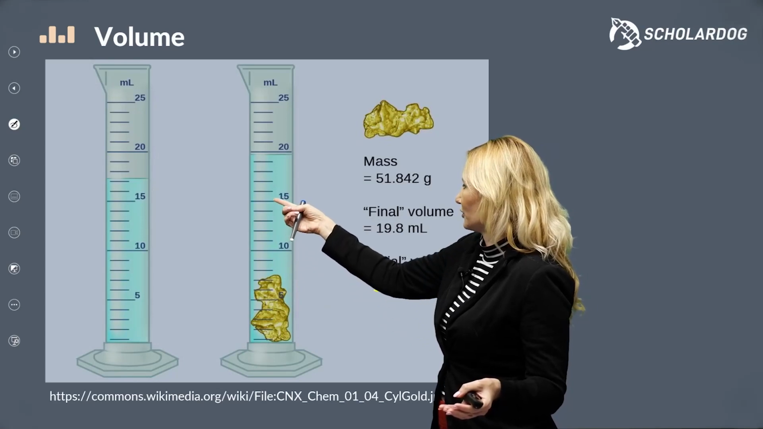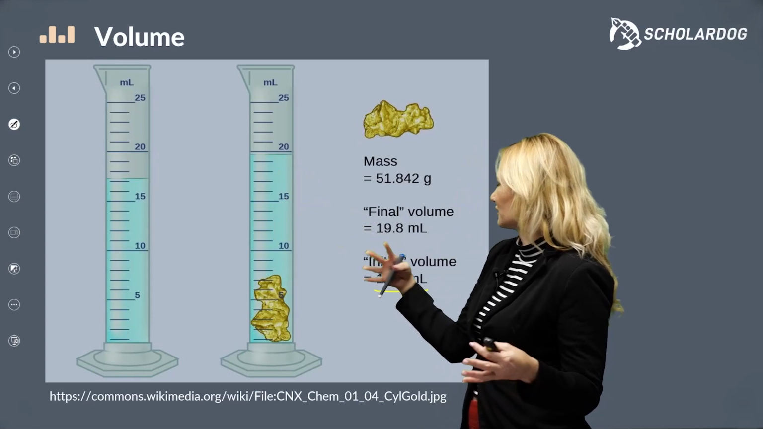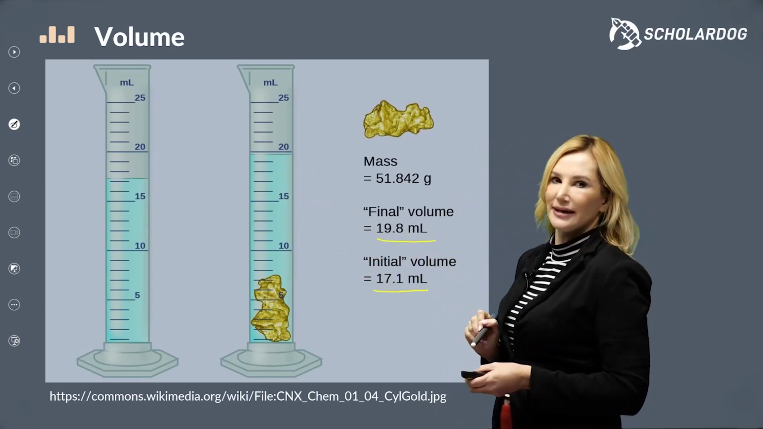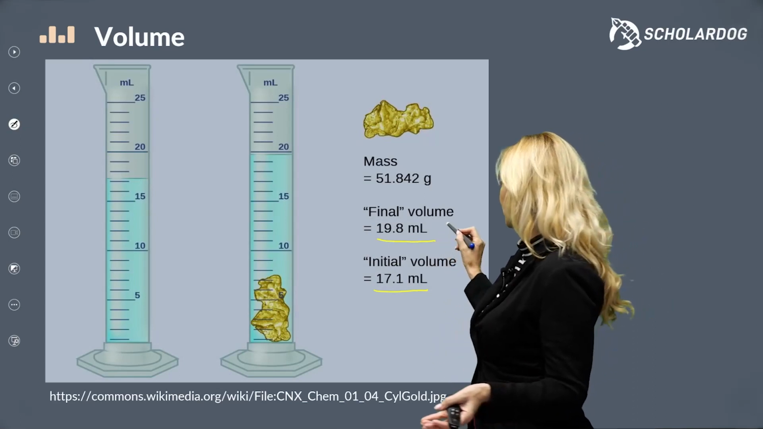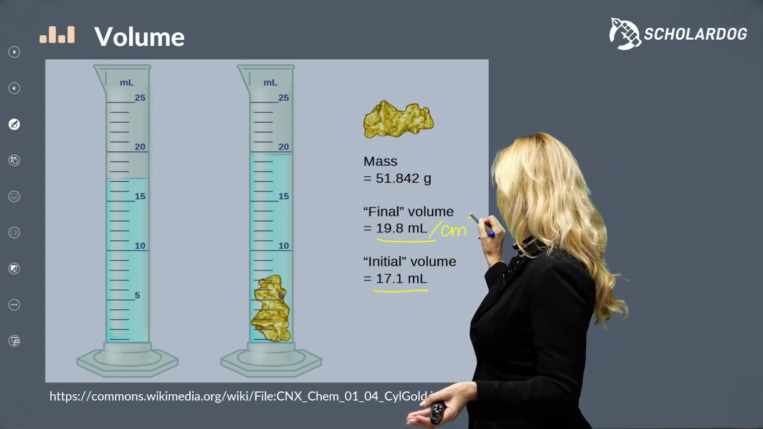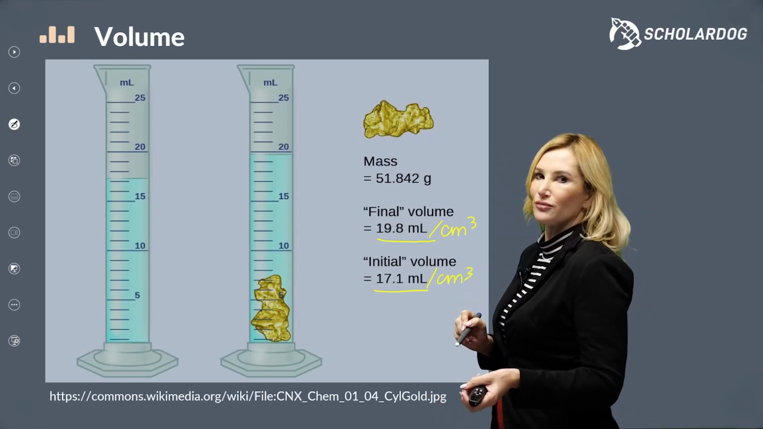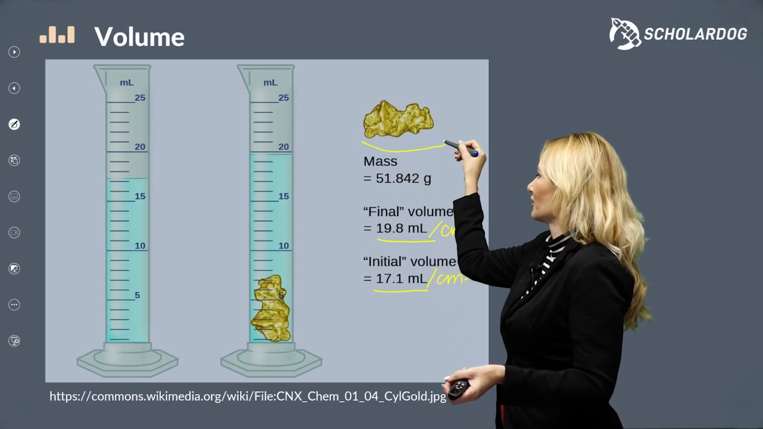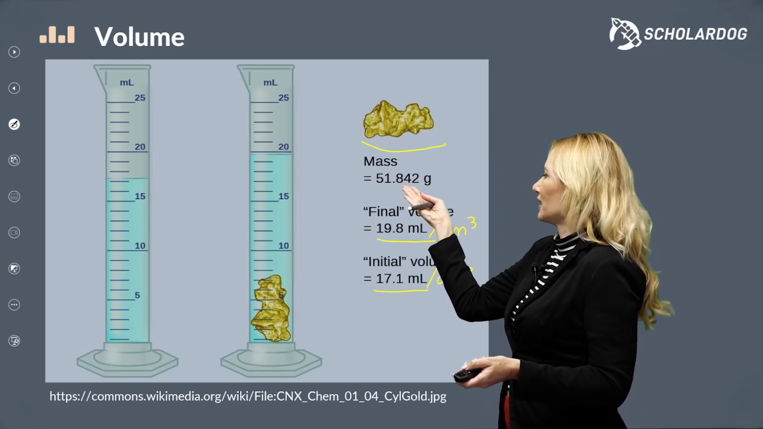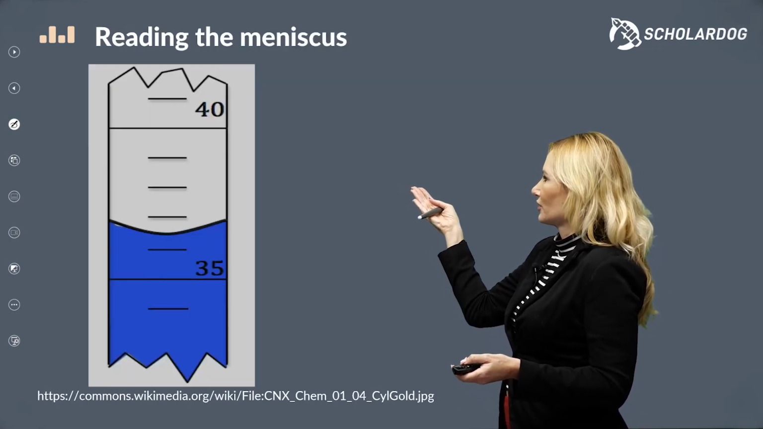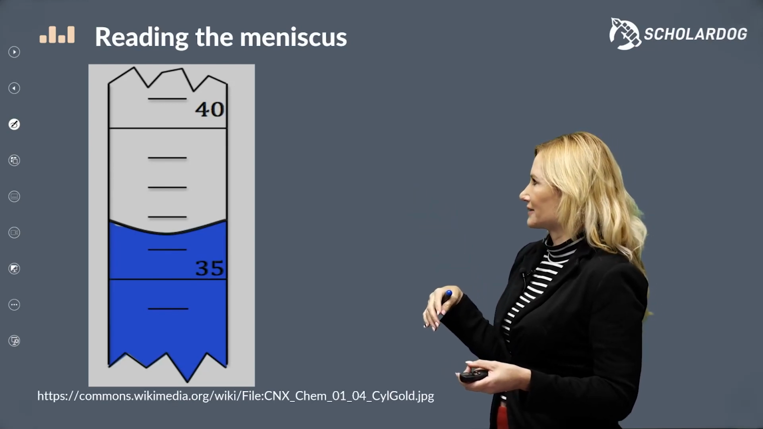So my new volume is 15, 16, 17, 18, 19. It's a little over 19. I said 19.8 milliliters. Now remember, I could also call it a cubic centimeter. Same thing. And we tend to use cubic centimeter more often when we're doing a solid. The mass, 51.842. We typically use a balance to measure the mass.